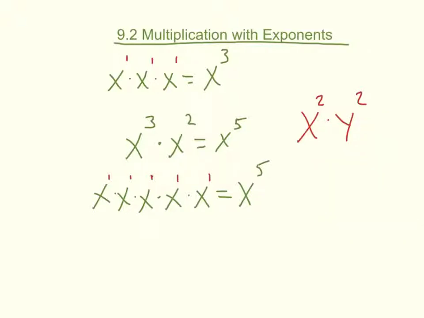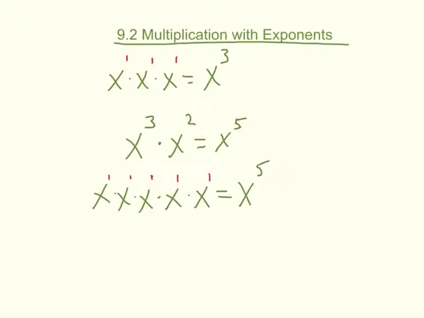So, looking at the pattern and what happened, I'm going to set up a general rule. If I keep the base x and I just add up all the exponents, that's going to give me x to the fifth. Here the base is the same. They're both x's. So I add the exponents. 3 plus 2 is 5.